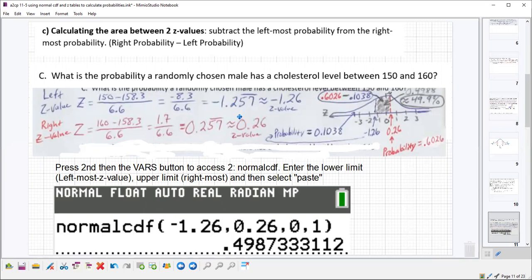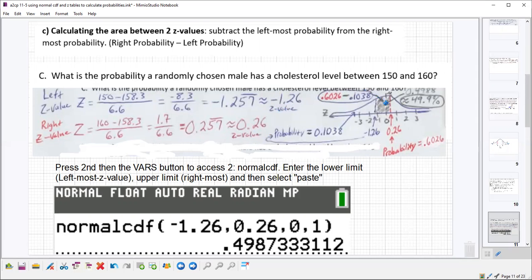So what would we do? Well, the first thing we did was calculate our z-value. We have a leftmost z-value of about negative 1.26. Notice how I rounded to the nearest hundredths place. We have a right z-value, that's the red one here, of 0.26. And we want to find the area between them.